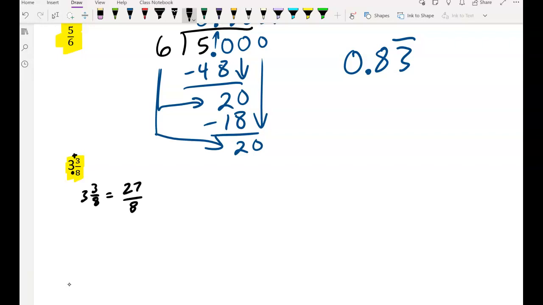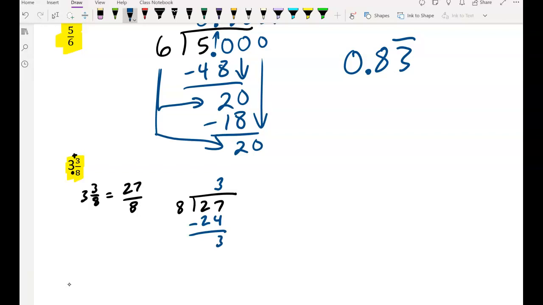We always keep the denominator. Now we have a fraction that we can make into a division problem. Numerator goes on the inside, denominator goes on the outside. And then we start. How many times will 8 go into 2? Well, none, but how about 27? It'll go into 27. 8 goes into 27 3 times. Notice we didn't have to start with a 0 because it will go into 27. 8 multiplied by 3 is 24. Subtract 27 minus 24, and I get 3.